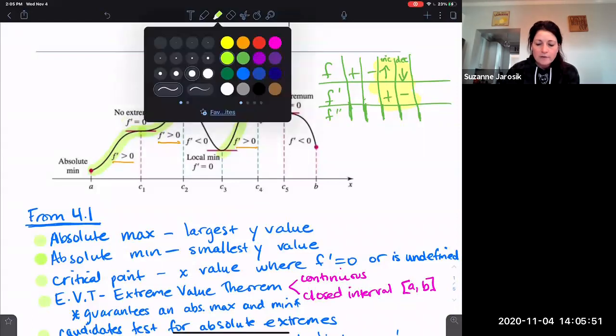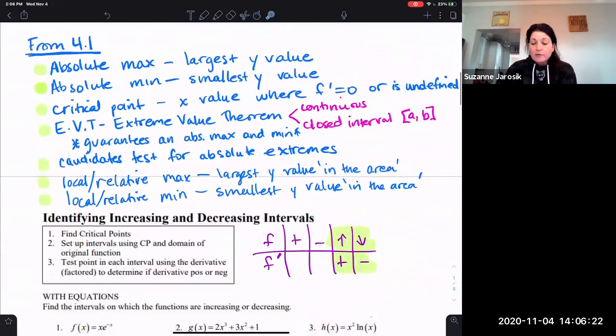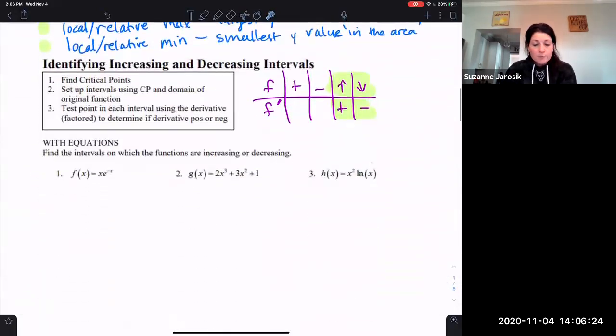And when f prime is less than 0, what are we doing? We are decreasing. So those places, right there, we have a decrease on f. That goes hand in hand with the chart in this portion specifically. So if f is increasing, we have a positive derivative. If f is decreasing, we have a negative derivative.